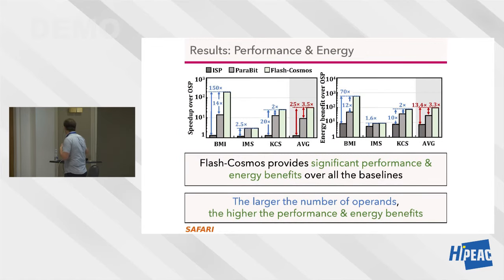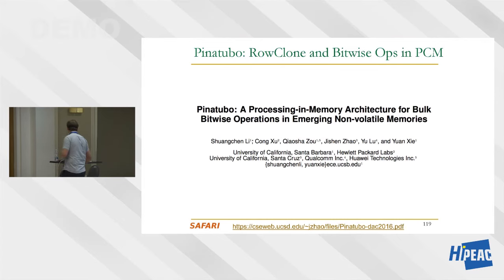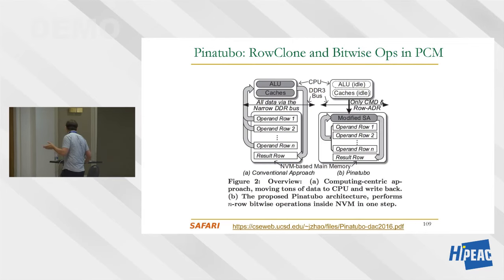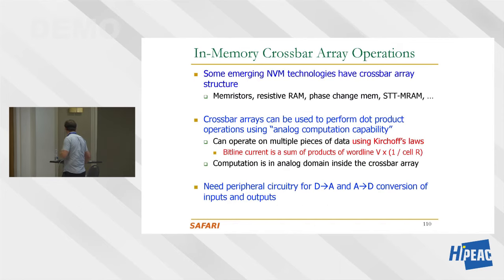Okay, and the results are pretty good actually. These are simulation results based on what we have seen, and we see significant energy and performance benefits. And the energy and performance benefits actually increase with the number of operands that you're using in these operations. Okay, I'm going through some of these quickly because I think the basic ideas are very similar. And other people have actually shown that you could do similar operations like RowClone and bulk bitwise operations in phase change memory and other non-volatile memories. I'm not going to go through this, but essentially the idea is the same. They were inspired by our work that was published a year before. This is a beautiful paper that also talks about how to do it in non-volatile memories.